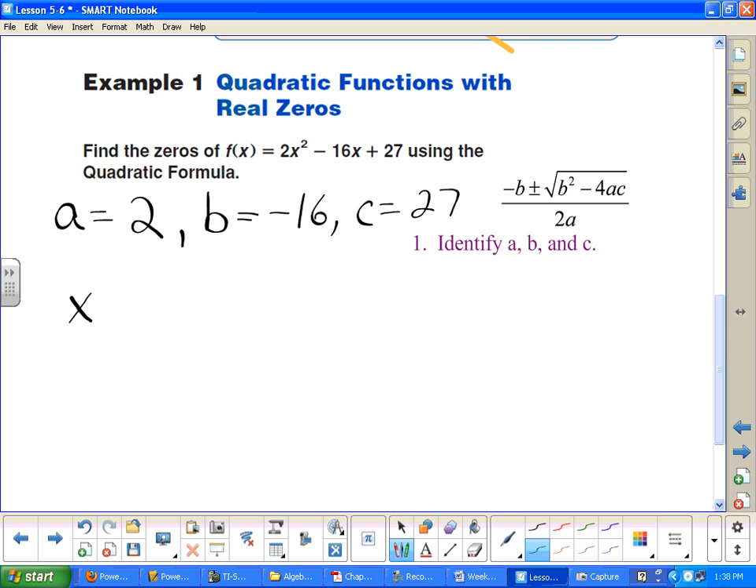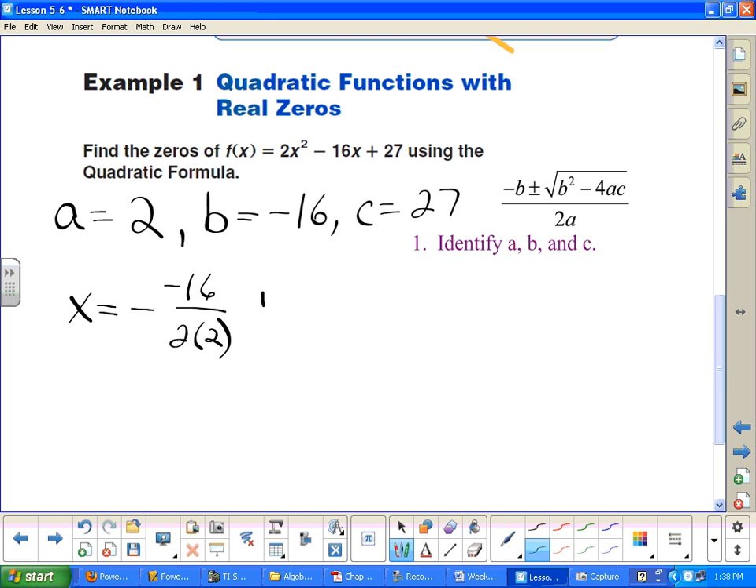So x equals negative b. So the opposite of negative 16 over 2 times 2. We've done this a bunch of times already. Finding the axis of symmetry, we did that part right there.